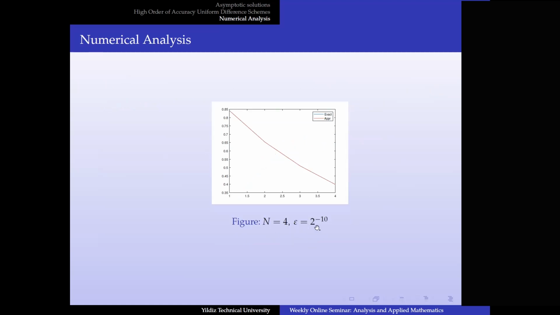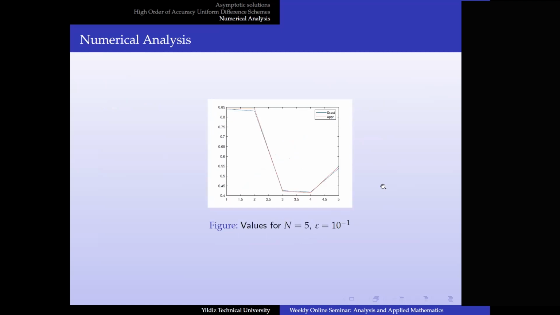And if you take epsilon equal 2 to the minus 10, you can see that the exact solution and the approximate solution overlap, and they are almost the same. So this shows the efficiency of the asymptotic formulas.